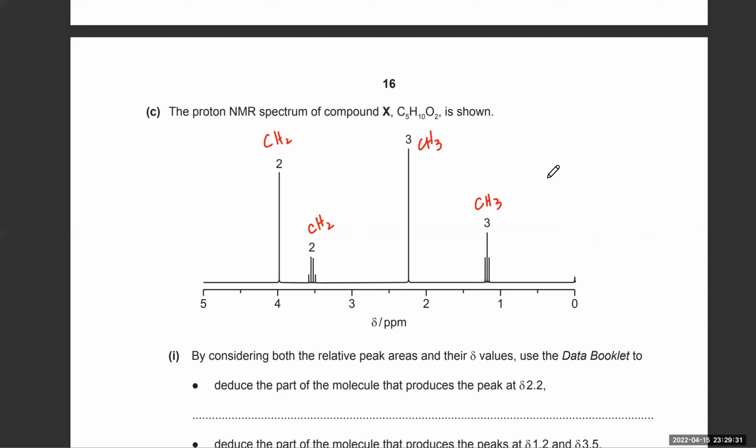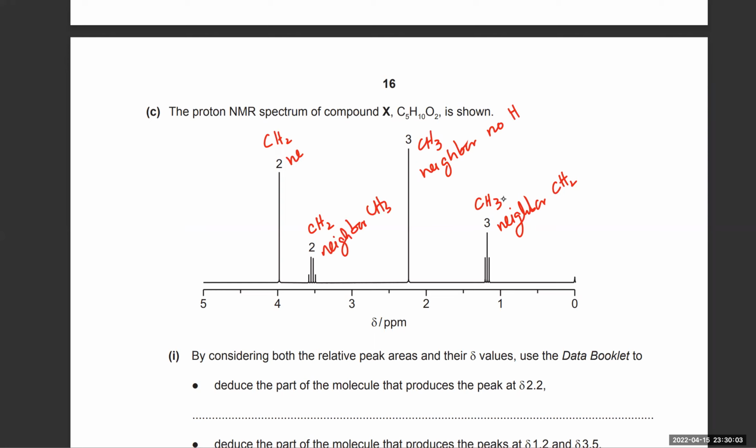If you have a triplet, what does that mean? What does the neighborhood look like? Neighboring carbon atom has how many hydrogens? Two hydrogens. So neighbor is CH2. Singlet means neighbor has what? Zero. You get no H atoms. This one is a quadruplet, so that means neighbor has three. Neighbor is basically CH3.